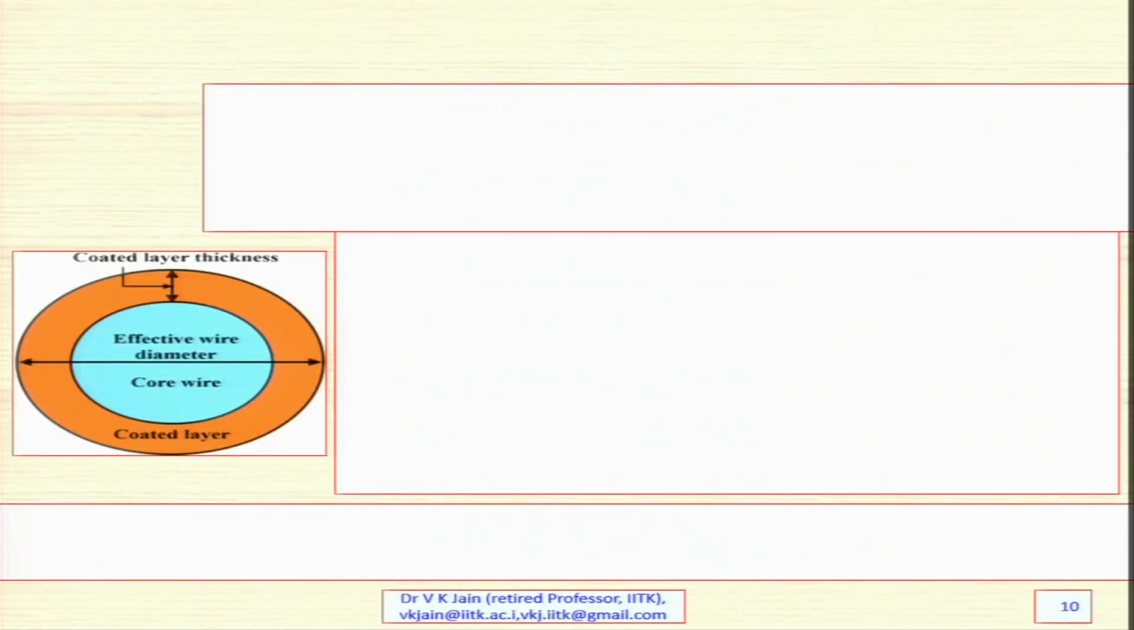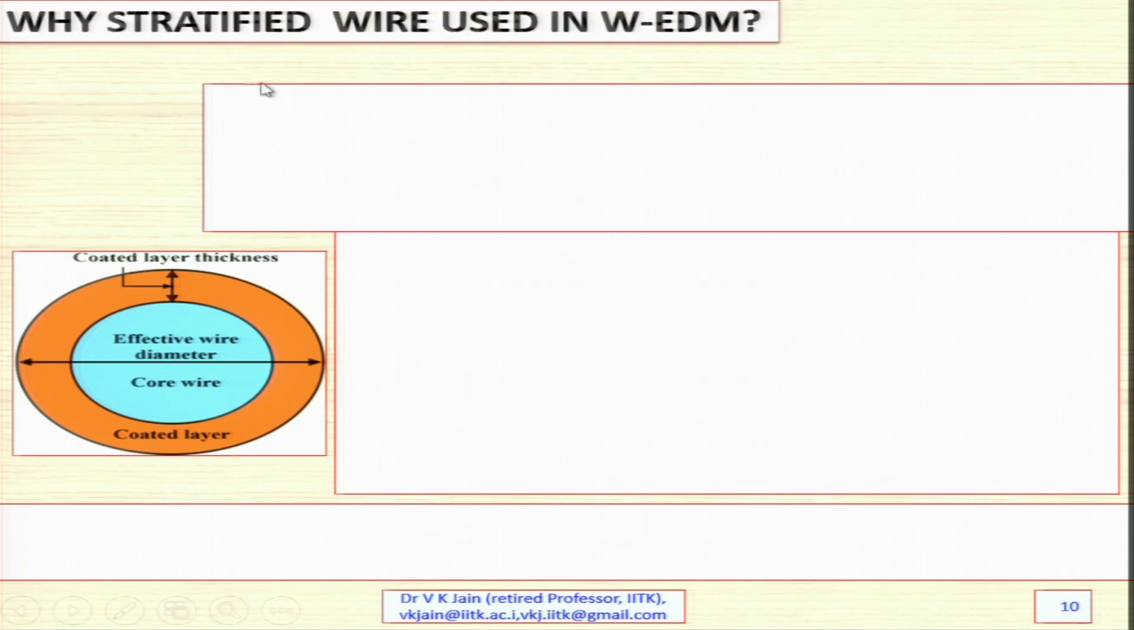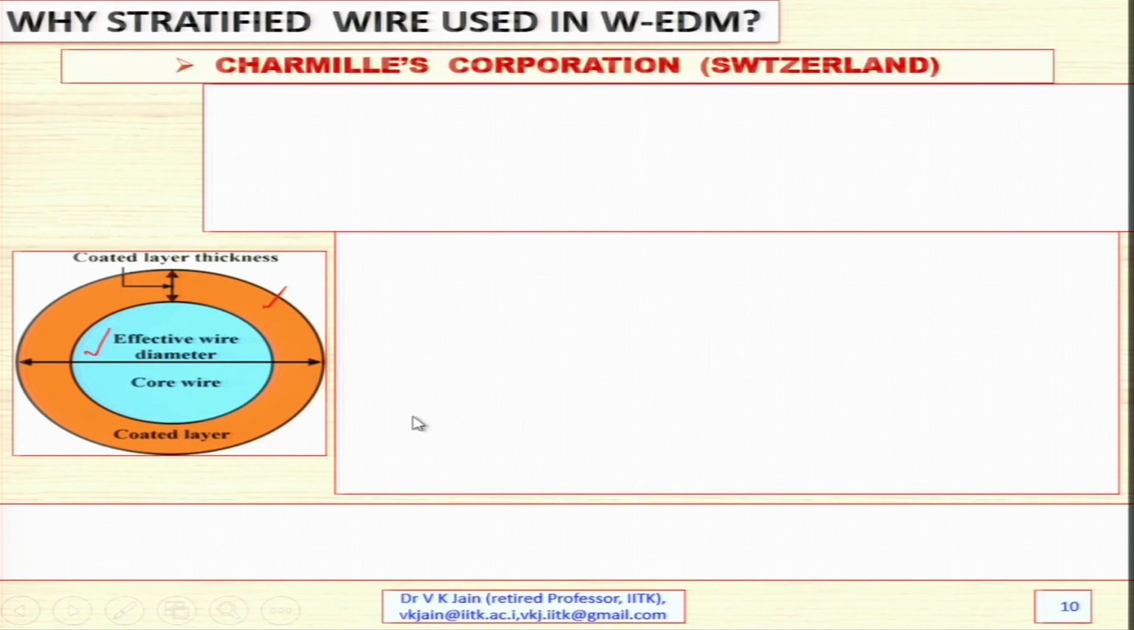Now here I told you earlier that we have the wire that is known as stratified wire, and it is used in wire EDM process. You can see here in this figure, this is the coated layer thickness, and this is the core wire. So two things are there: one is this core, another is the coating. We will see what it is and what are the uses of this.